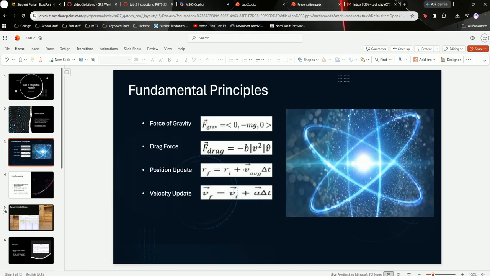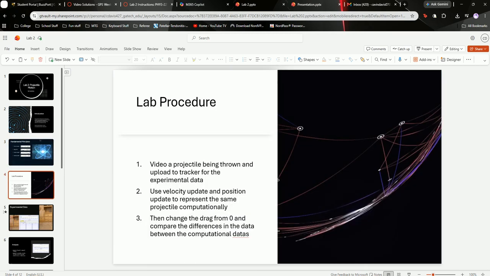Drag force, which is the force of drag as a vector, equals negative b times the magnitude of the velocity squared times v hat, which is the direction of the velocity. Also, we use the position update formula, which states that the final position is equal to the initial position plus average velocity as a vector times the change in time. And then the velocity update formula, which is the final velocity as a vector equals the initial velocity as a vector plus the acceleration vector times the change in time.